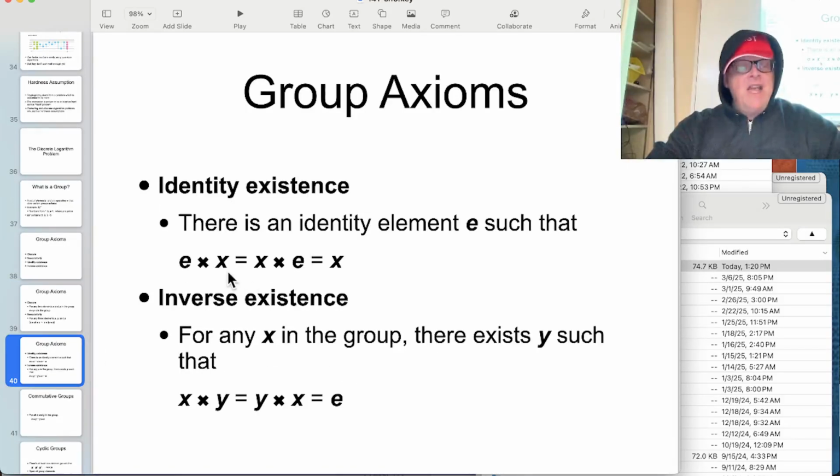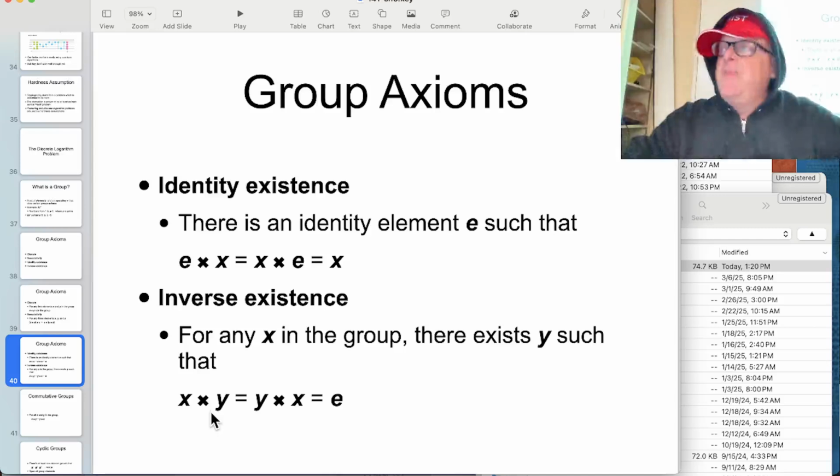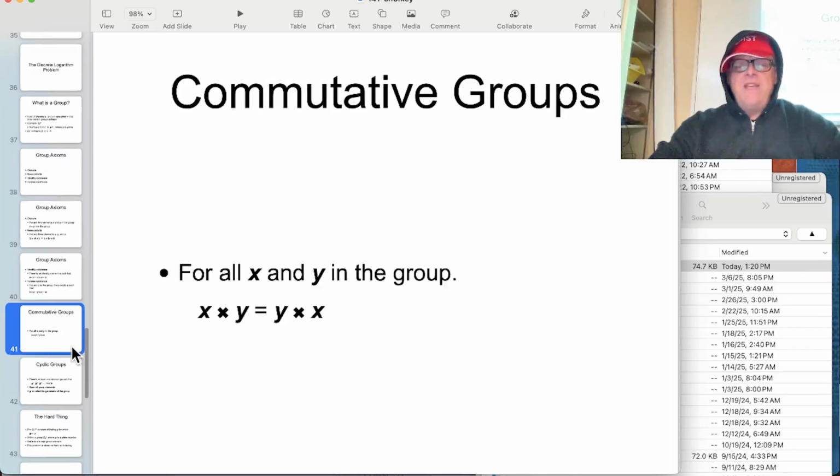Identity means there is an identity element where identity times every element gives you the element back, like 1 for multiplication. And there's an inverse. For any X in the group, there exists an inverse. We did this a while back when we were doing modular inverses. It's something you can multiply by to give you 1. Now, there are some things that don't have an inverse, like 3 mod 9 has no inverse, because no matter what you multiply it by, you always get 3, 6, or 9. So there are objects that don't have an inverse. But anyway, for any X in the group, there exists a Y, so you get the identity element by multiplying them together.